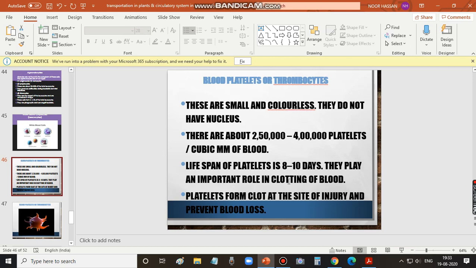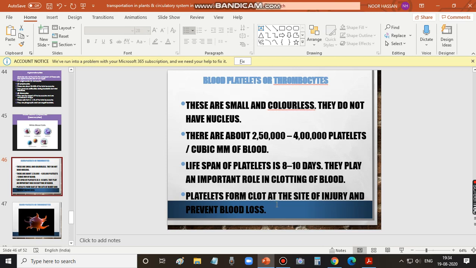They play an important role in clotting of blood. Their role is very different from RBCs and WBCs. RBCs' main role is to help in respiration, that is transporting oxygen, and the WBCs' work is mainly to defend the body against pathogens, that is, protecting the body against bacteria, viruses or any disease causing organisms. But the role of blood platelets is very different: they are very important in blood clotting. Clotting of the blood requires platelets.